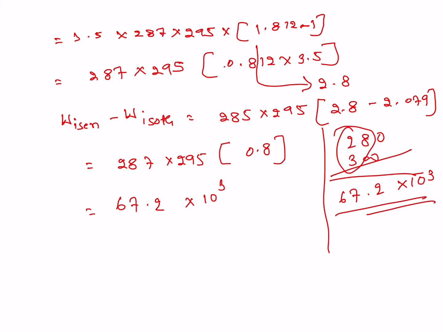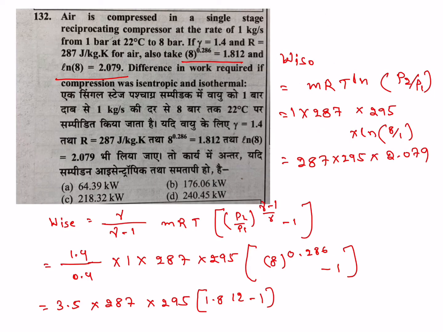Here 28 into 3 you will get 84. 84 into 0.8 you will get 67.2, approximately. A is your correct answer. 64.39.